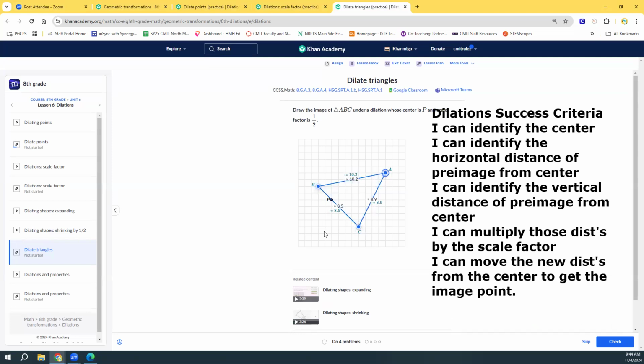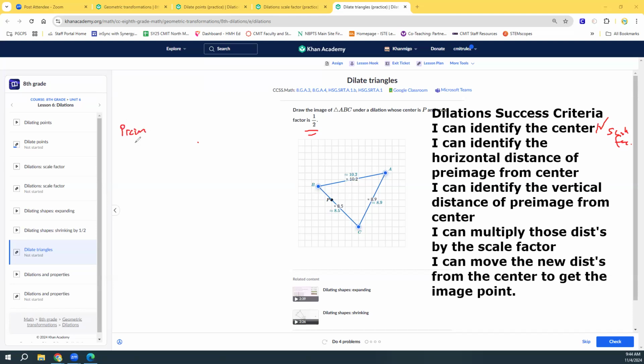We're just doing this. In the dilate triangles, we're doing these same success criteria with 3 points. It's like a whole bunch of practice, okay? Our scale factor is 1/2. Our center is P. Okay, I've identified my center and scale factor. So I guess I should put scale factor. Horizontal distance. Okay, so I'm going to go for my pre-images.